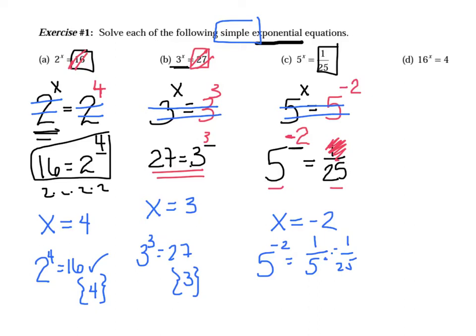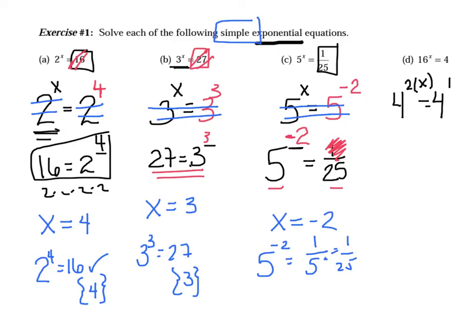All right, last one. Again, they're called simple for a reason. Now, 4 to the first is equal to 16 to what power? Well, I'm going to say this is really 4 squared. Now I have to keep my exponent there. All right, so maybe I went too fast on that one for you. Let me slow down.